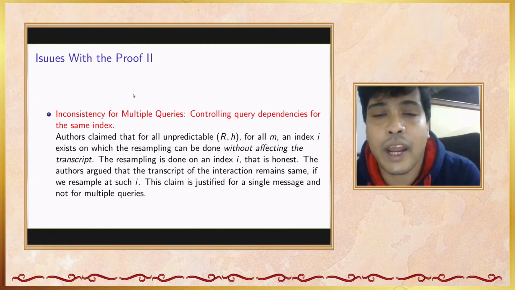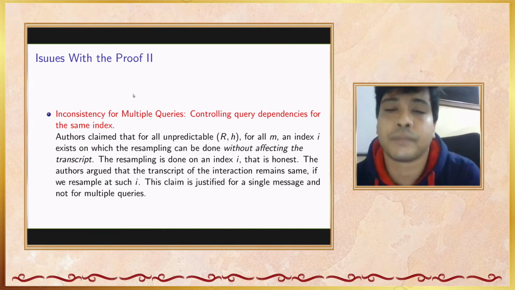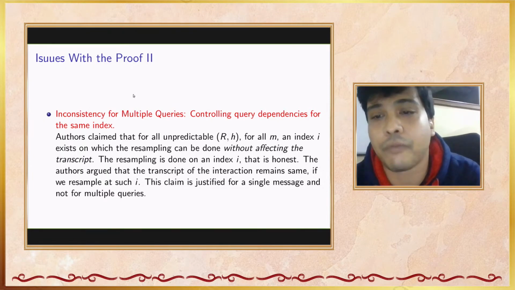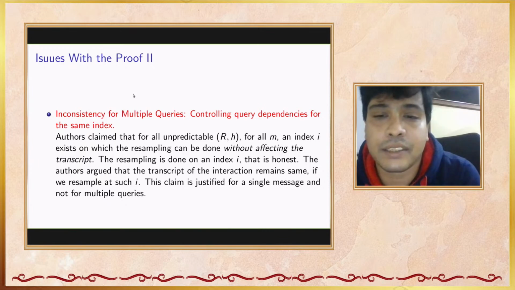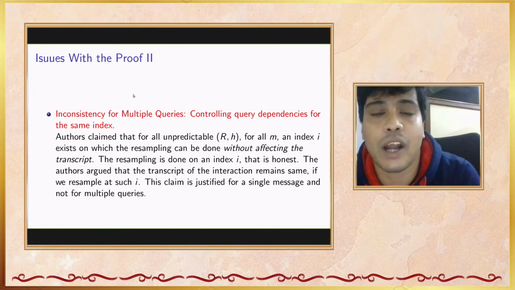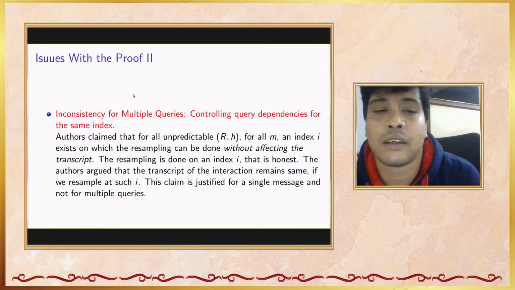Another inconsistency, for handling multiple queries, comes in the following way. They call a function H and a public random string R, H unpredictable if for all messages M there exists an i such that Mi plus R is not crooked for H and Mi plus R has not been queried by any crooked point of H. They then argue that if the desampling is done on such an index i, the transcript of the interaction will not change.